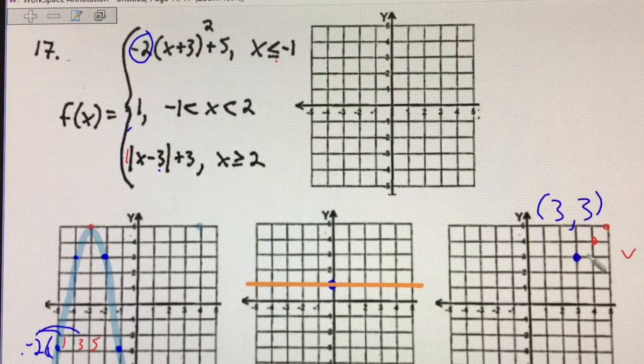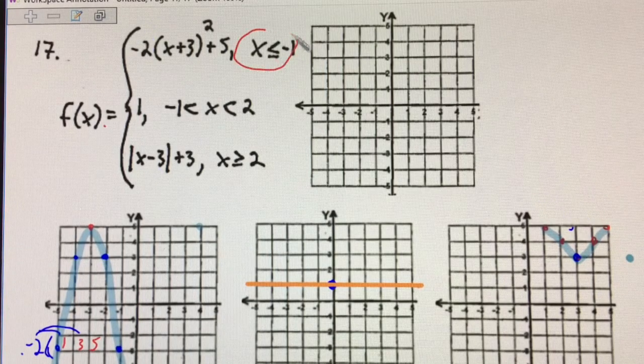Absolute value is a V, so from there I'm going to go up 1 over 1 and make a V formation. I'm going to connect the dots as best as I can. Now I'm going to implement the domain restrictions on these. So for number 17, the first graph has a domain restriction of x is less than or equal to negative 1.